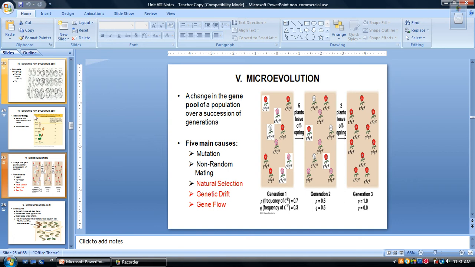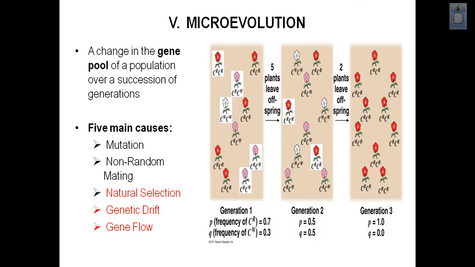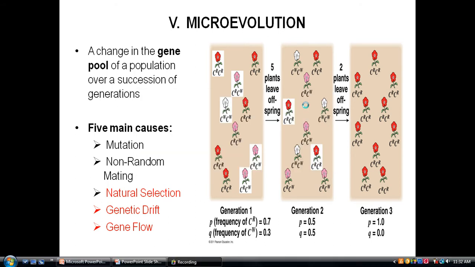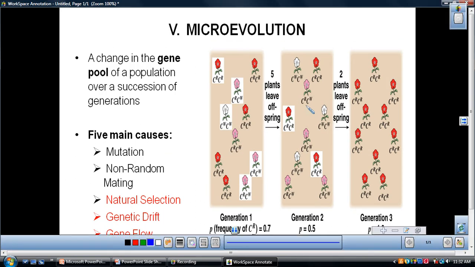So today's topic, we're going to start on the slide with microevolution. We're going to talk about the word micro. Just think about your root word. Micro means very small. So it's not small evolution in terms of the big picture. It's small in terms of it's at the molecular level. It's at the gene level. So the definition: microevolution is a change in the gene pool of a population over a succession of generations.